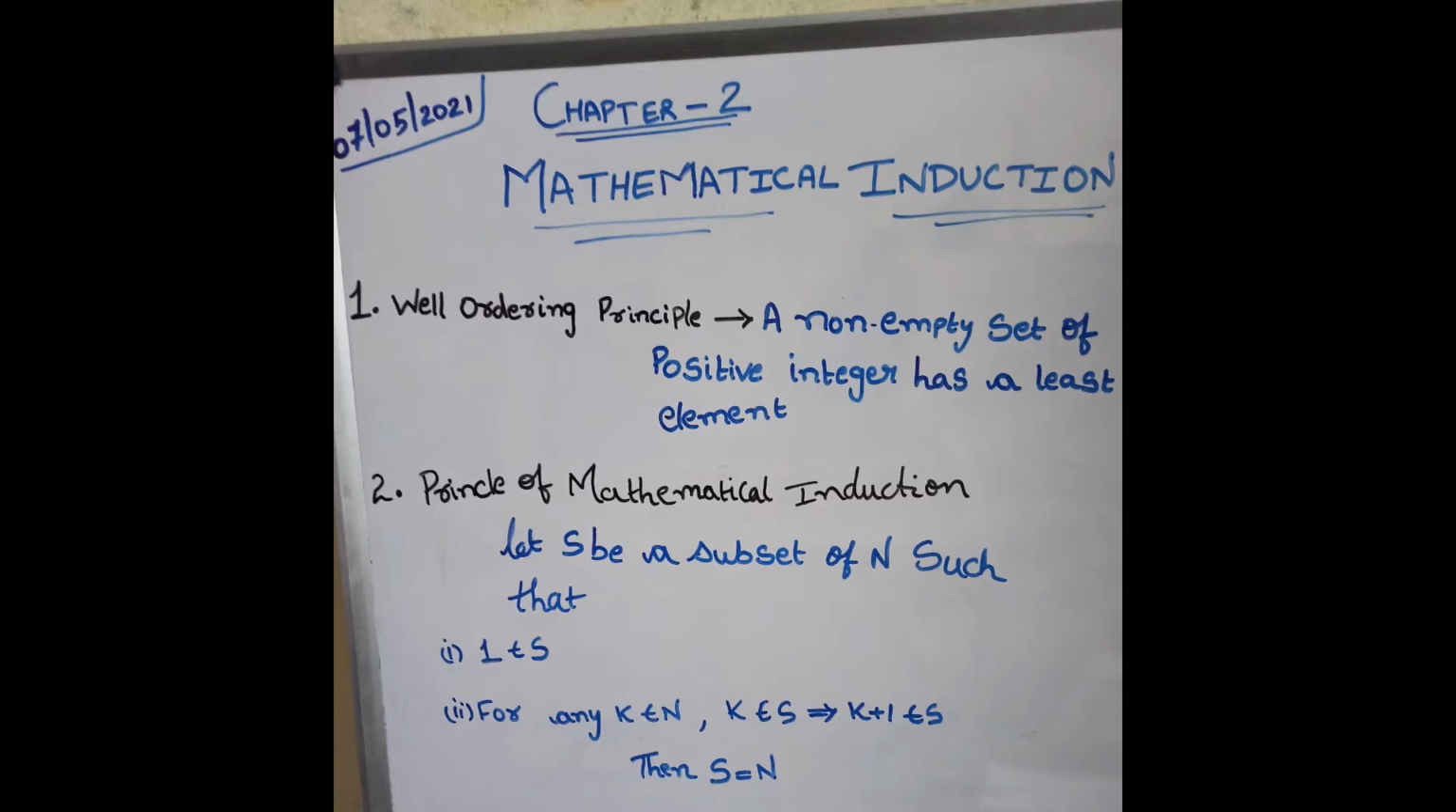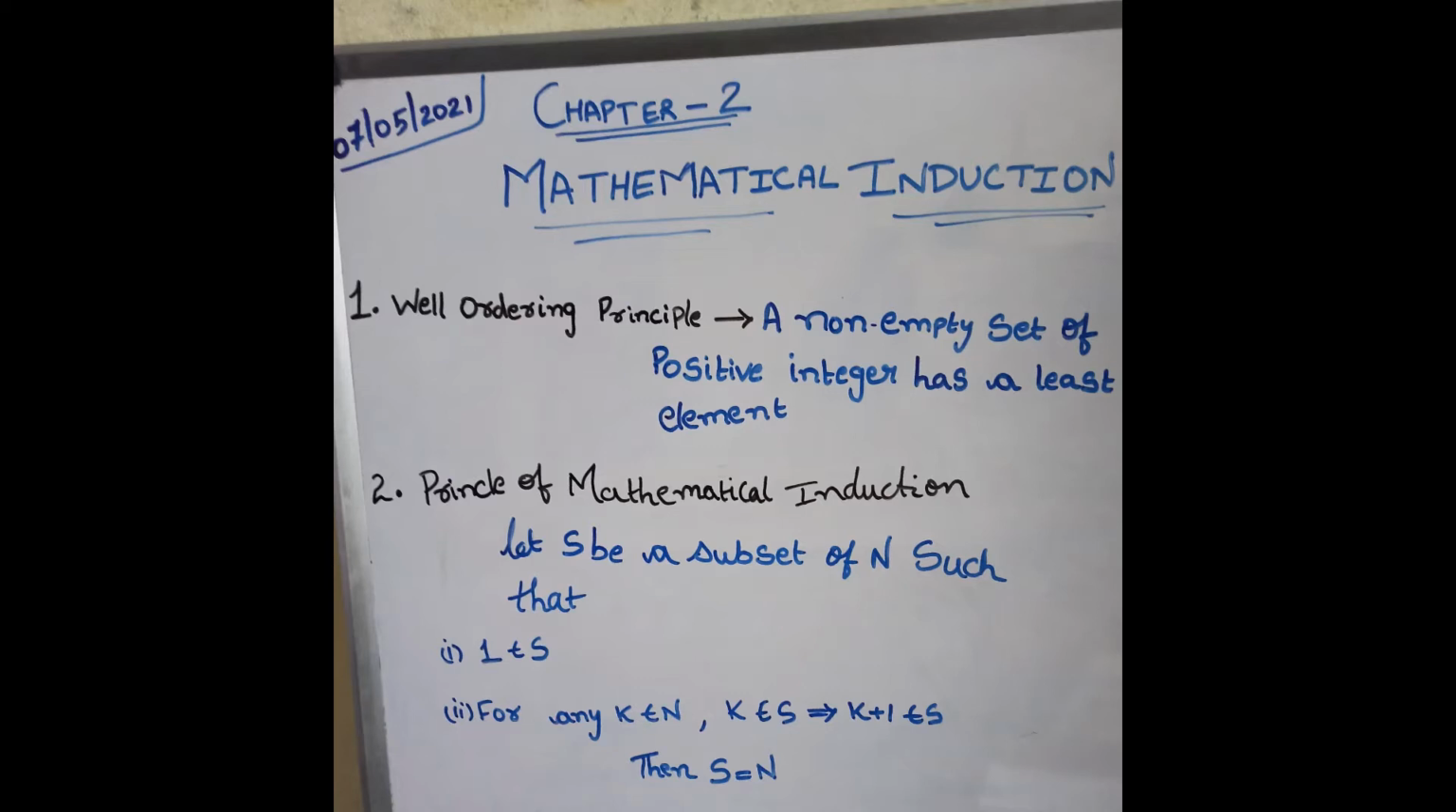First, well ordering principle: any non-empty set of positive integers has a least element. Second, principle of finite mathematical induction: Let S be a subset of capital N such that, first, 1 belongs to S. Second, for any k belongs to capital N, k belongs to S implies k plus 1 belongs to S. Then S is equal to N.